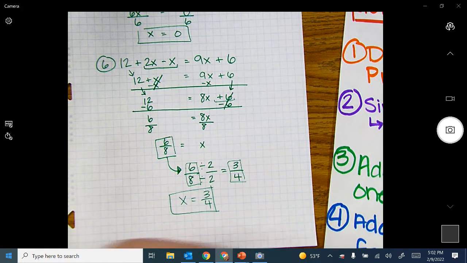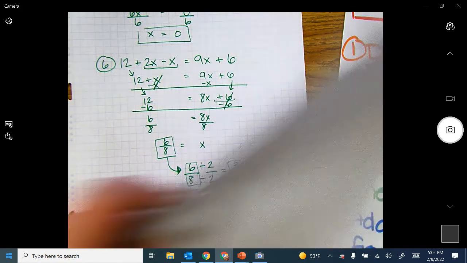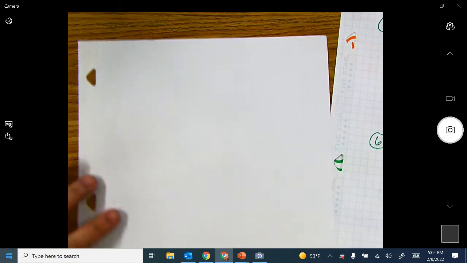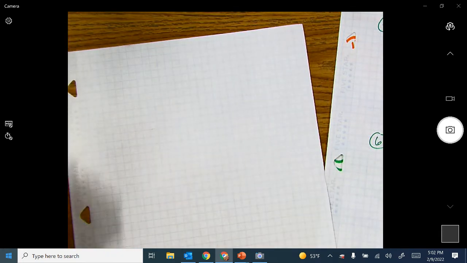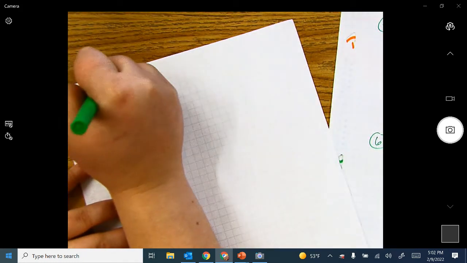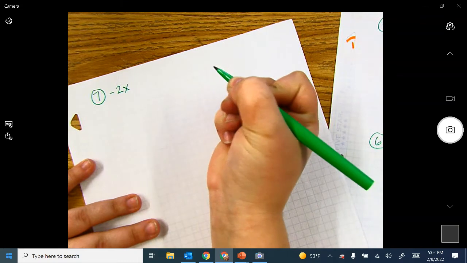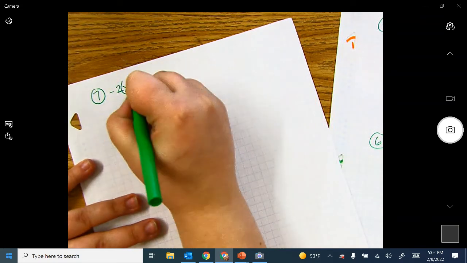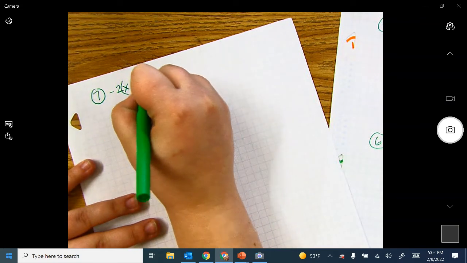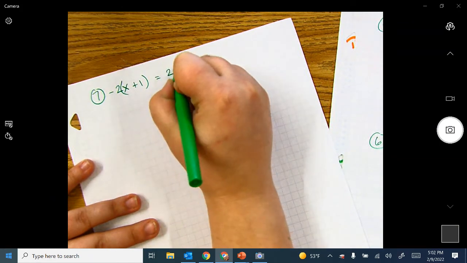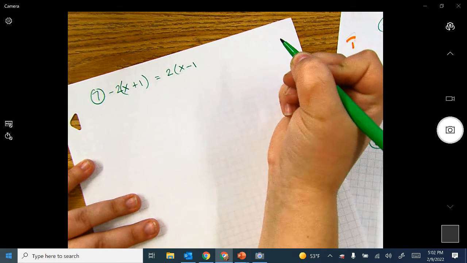Okay, moving right along. Let's do number 7, the last one for this video. No, wait. Oh, I wrote 5 through 7. We need to do 5 through 8. Darn it. We need to do 4 problems on this one. That's okay. So number 7, I have negative 2x. Oh, just kidding. Negative 2 times the quantity of x plus 1. Let's hope I can pay attention here. And that is equal to 2 times the quantity of x minus 1.